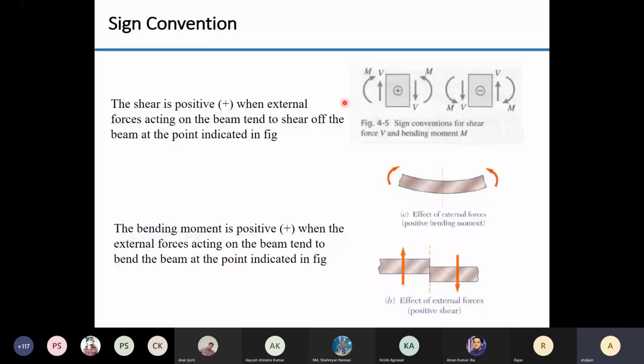Or in other words, if a beam was straight and has tendency to go like this, then that is positive bending moment. If it was bending the opposite way, like a mirror image of this, that is negative bending moment. The reason for choosing this as positive bending moment is that most of the times, if you have a bridge or a structure, it is likely to get load like this.